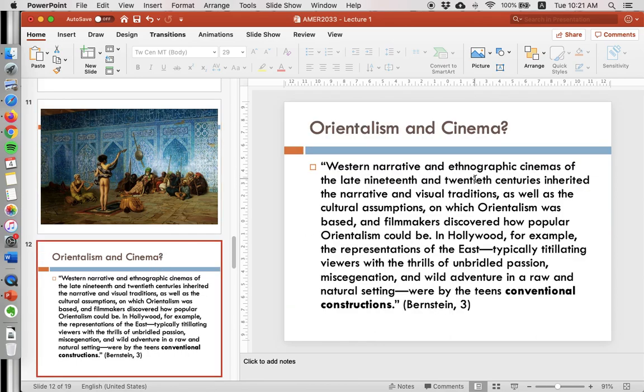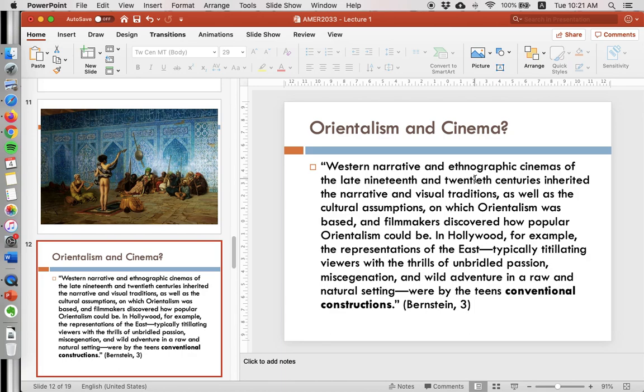Okay. All right. So what about Orientalism and cinema then? All right. So this is from the Bernstein reading. Western narrative and ethnographic cinemas of the late 19th and 20th centuries inherited the narrative and visual traditions, as well as the cultural assumptions on which Orientalism was based, and filmmakers discovered how popular Orientalism could be. Okay. So you have this long history of Orientalist discourse in the academy, in literature, in books, that gets extended into movies as well. Right?